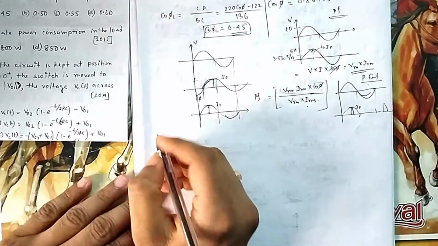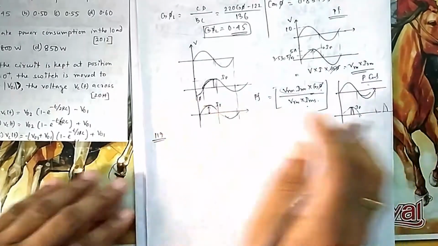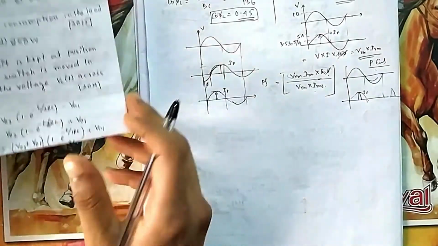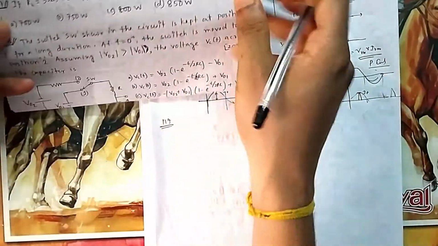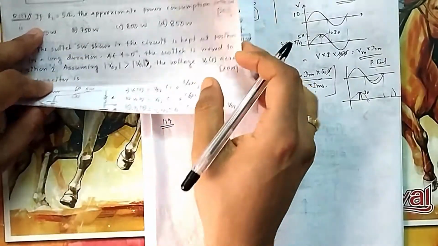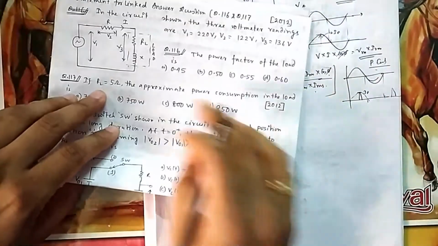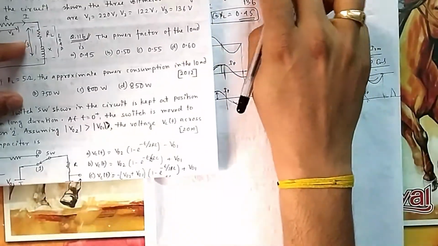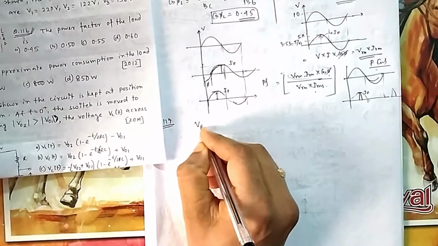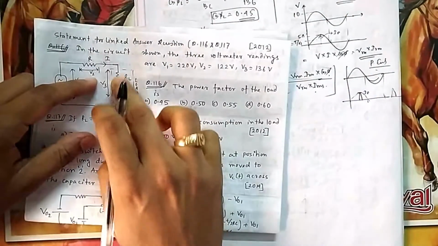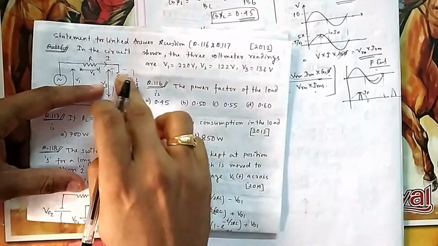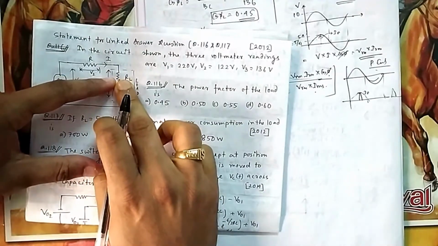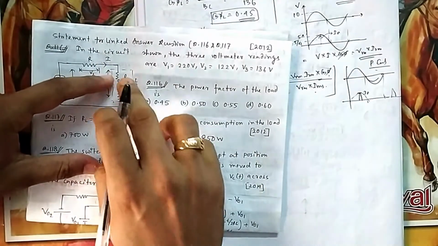So I thought it is a nice time to show you the meaning of power factor, because there is a question on power factor. Question number 117: if RL is equal to 5, what is the approximate power consumption in the load? Now they are asking for the power consumption. If you can find V_RL, then power is V square by RL, because power will be consumed by RL only.